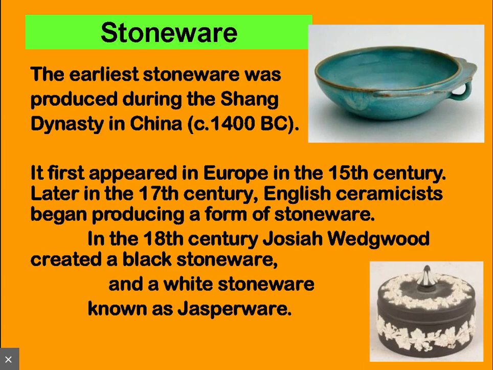The earliest stoneware was produced during the Shang dynasty in China. It first appeared in Europe in the 15th century, and later, in the 17th century, English ceramicists began producing a form of stoneware. In the 18th century, Josiah Wedgwood created a black stoneware and a white stoneware known as jasperware.